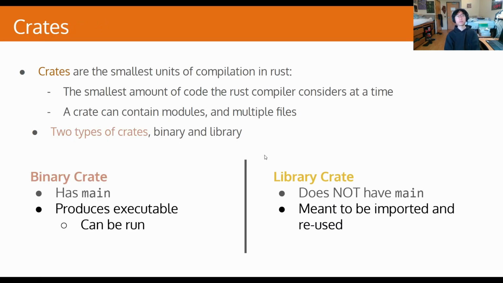So what are crates? Crates are the smallest units of compilation in Rust. It's the smallest amount of code that the Rust compiler considers at a time. A crate can contain modules and multiple files. And there are two types of crates, binary crates and library crates. So, the binary crate has a main file. That means that it produces an executable and you can run it. On the other hand, library crates do not have a main file. Instead, they're meant to be imported and reused.